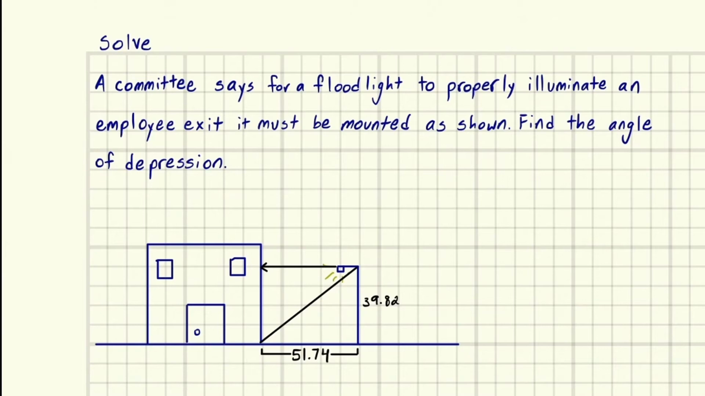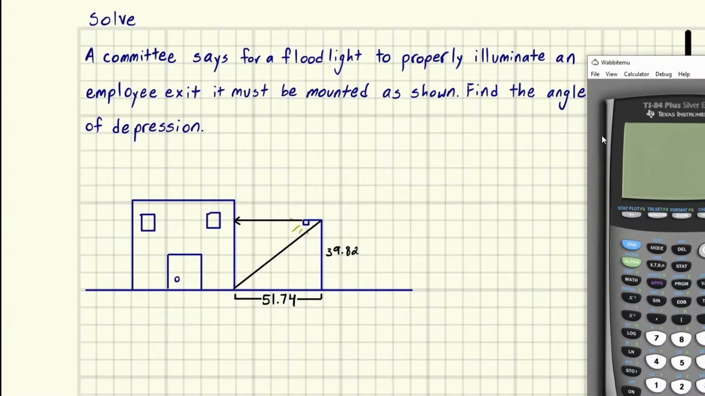Eric Burgess here. A committee says for a floodlight to properly illuminate an employee exit, it must be mounted as shown, and then you can see my glorious picture here. And it wants us to find the angle of depression.